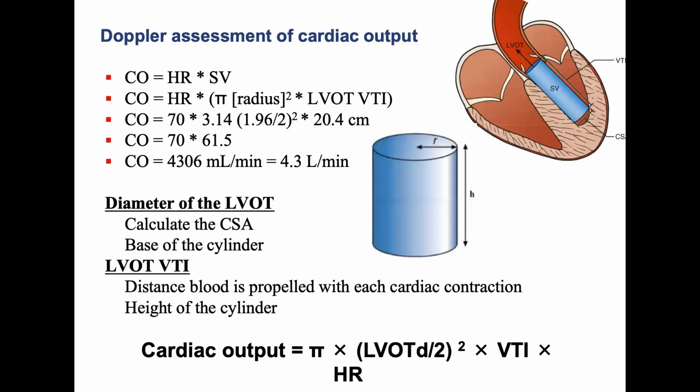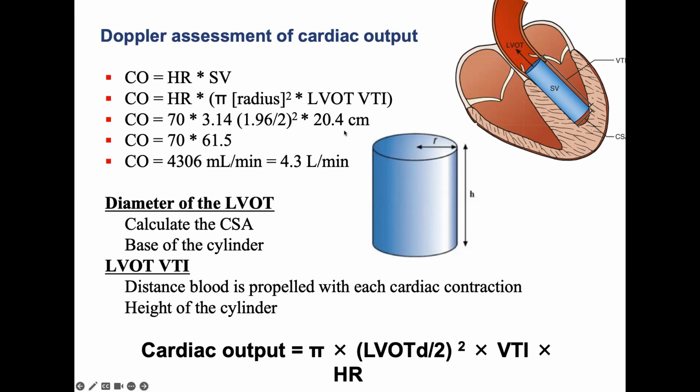So if we're putting it all together, we said cardiac output is heart rate times stroke volume. Stroke volume is cross-sectional area times the LVOT VTI. The cross-sectional area is pi r squared. So pi is 3.14. The radius is that diameter. If you remember, we got 1.96 divided by 2 squared times the LVOT VTI, which we said was 20.4 centimeters.